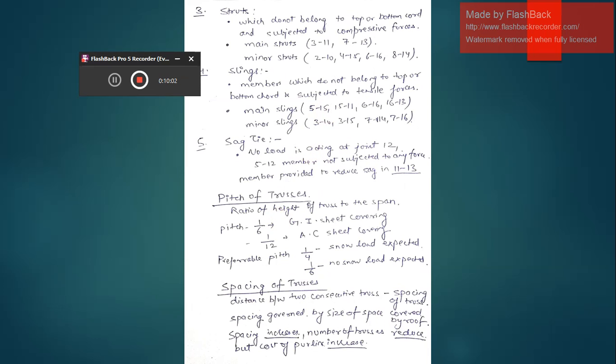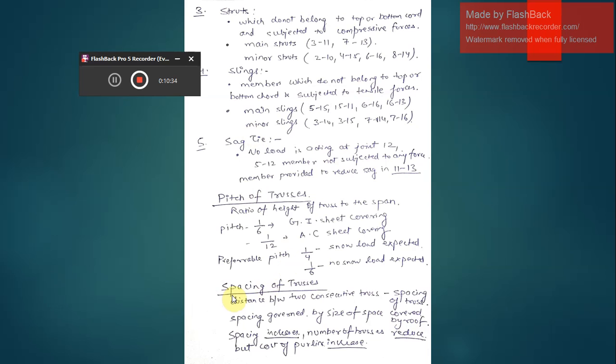The pitch to be provided for a GI sheet covering should be 1 by 6, and for the AC sheet roof covering it should be 1 by 12. It means that we will provide a lesser pitch in case of the AC sheet roof covering. The preferable pitch, if snow load is expected, is 1 by 4, and if no snow load is expected, then we will provide somewhat lesser pitch. With the snow load we provide greater pitch, and with no snow load we provide lesser pitch.